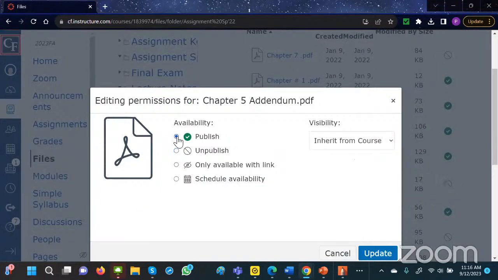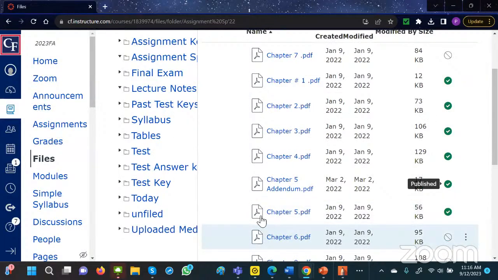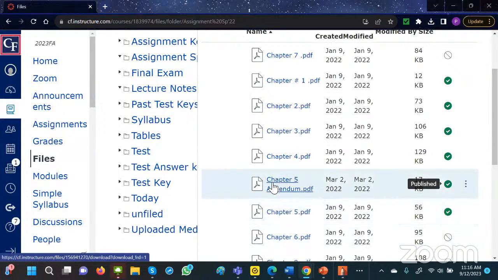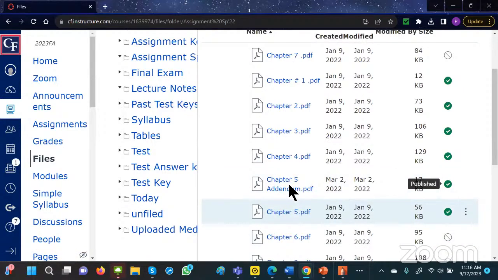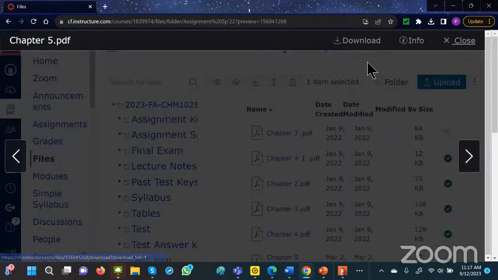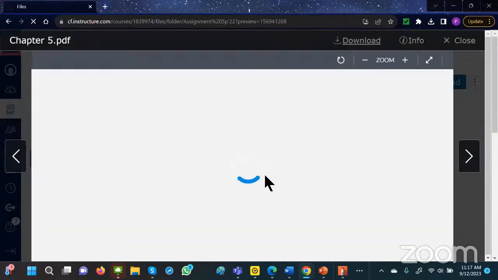Now, for you guys out there in Zoom, please note that there are 2 links for that assignment. You have chapter 5 here and then chapter 5 addendum here, right? So make sure that you click on both of them, because basically I'm combining both of those to make that one assignment. So let me open this up here and get you started on the first question.